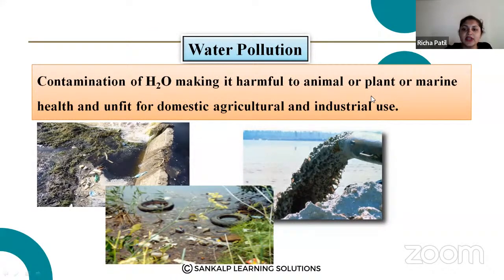Plants also cannot produce their own food. And the marine health: whatever plant or aquatic life is present in the seas, marine life also will die. So there will be an adverse effect on animals, plants and marine life, and also for agriculture. This water will be unfit for agriculture as well as for industrial use. So contamination of water is nothing but water pollution.